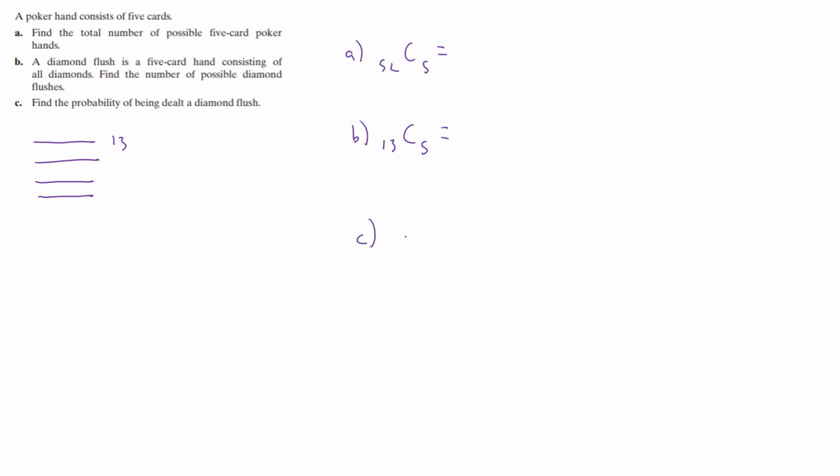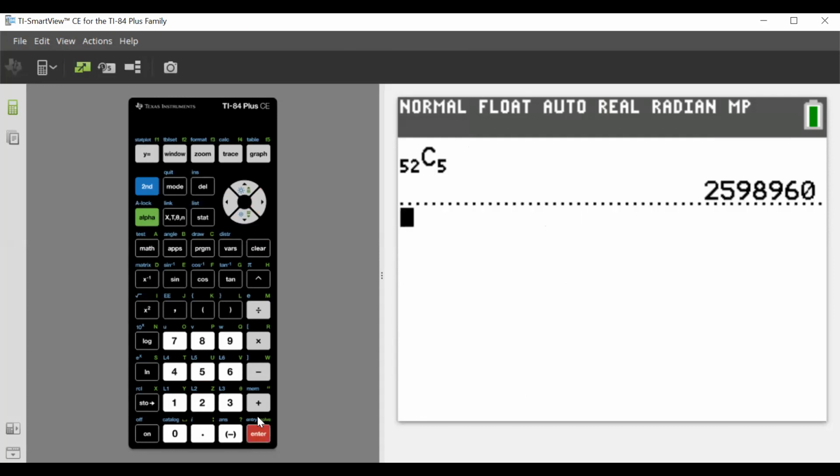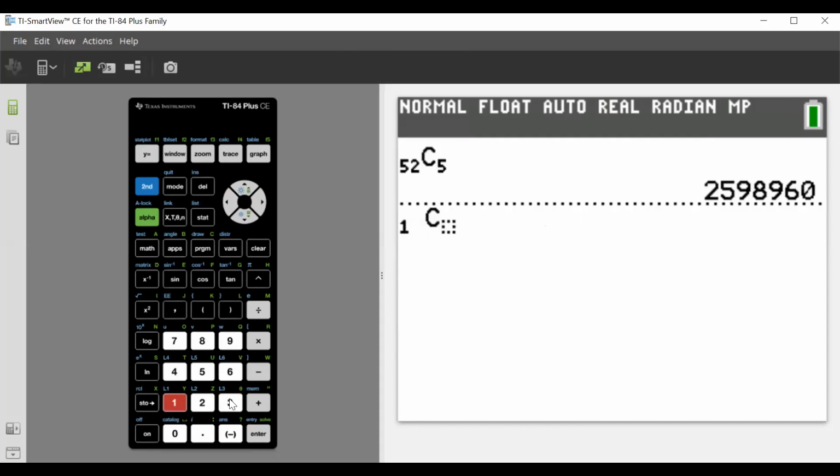And so C then is going to be this divided by this, and this time we can do it as a decimal as well as the other way, and kind of show you what it looks like. All right, so we had 52 choose 5, and we get 2,598,960. Now we're going to do 13 choose 5, choosing 5 of the 13 diamonds. So that's going to be our numerator.